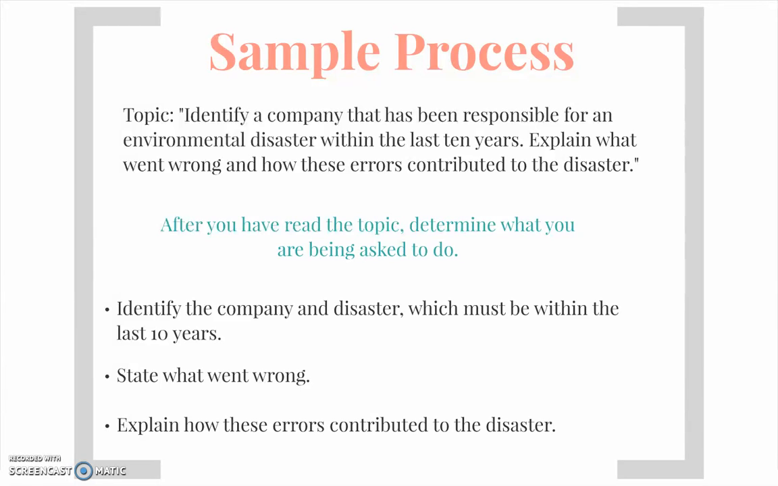After you have read the topic, determine what you are being asked to do. Identify the company in disaster, which must be within the last 10 years. State what went wrong. Explain how these errors contributed to the disaster. There are 3 specific parts of this topic that must be answered.